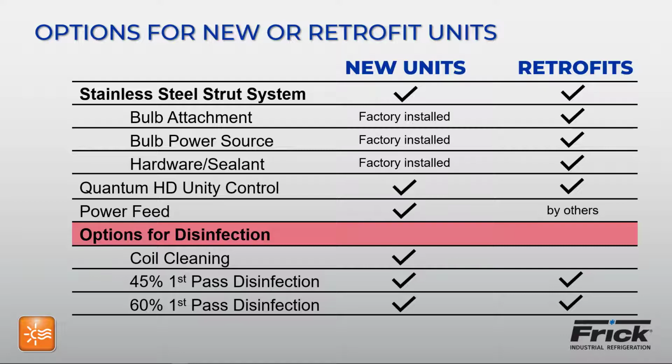Now for retrofits, obviously, there's some assembly required. The bulbs and all necessary hardware are included, and 120-volt power wiring must be supplied as well. Now retrofits can do airstream disinfection at either the 45% or the 60% rate, but coil cleaning is not an option. In either case, the quantum panel will handle the logic and user interface for control.